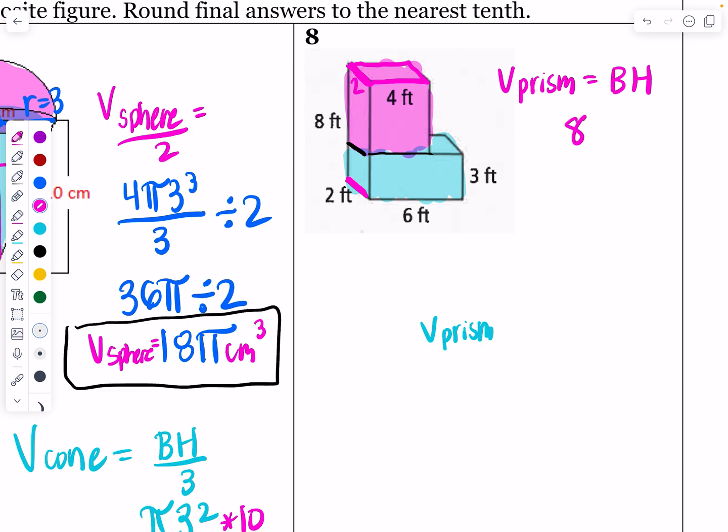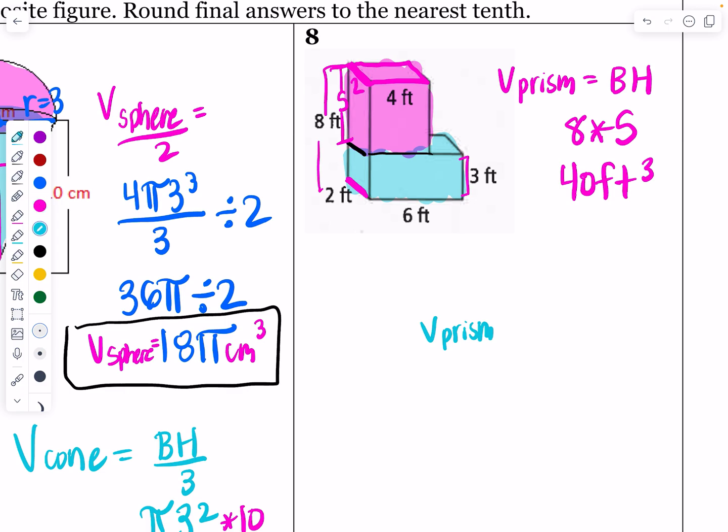So that's going to be 8 times, what is your height? Well, the height is not 8. The height of the whole thing is 8. But the height of this piece is 3. So what is 8 minus 3? 8 minus 3 is going to give me 5. So my height of this one is just going to be 5. 8 minus 3 gives me 5. 8 times 5 gives me a volume of 40 feet cubed for that pink prism.